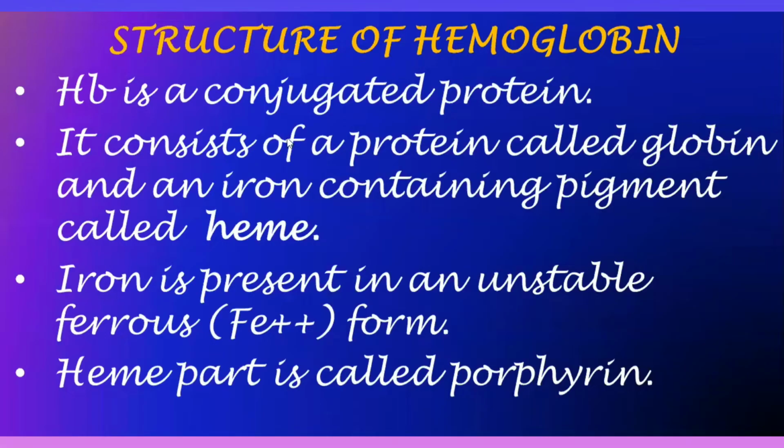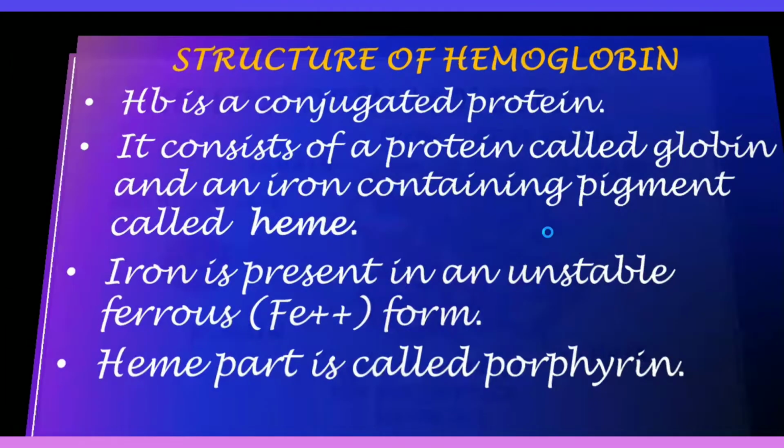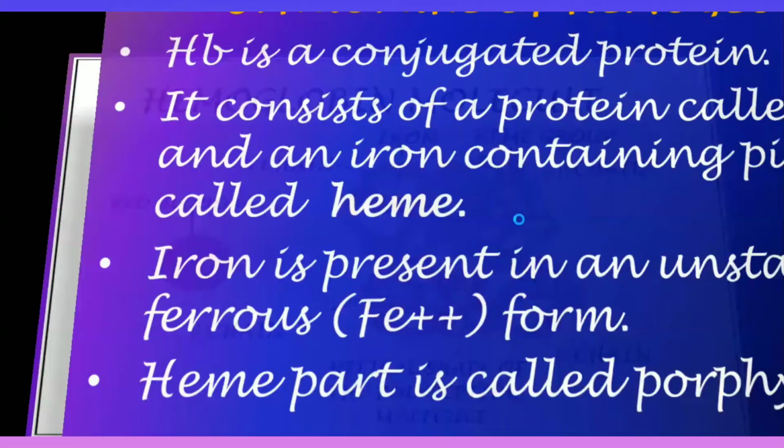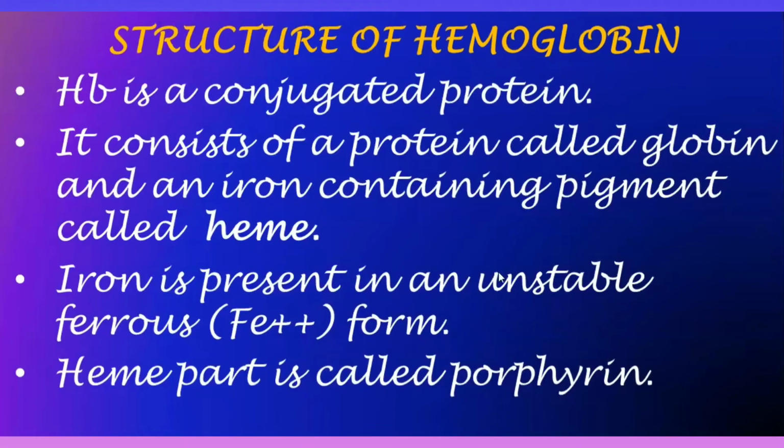Now let us see its explanation. Hemoglobin is a conjugated protein. It consists of a protein called globin and an iron-containing pigment called heme. So this is that heme. And iron is present in an unstable ferrous form. Ferrous in the sense Fe2+ form.